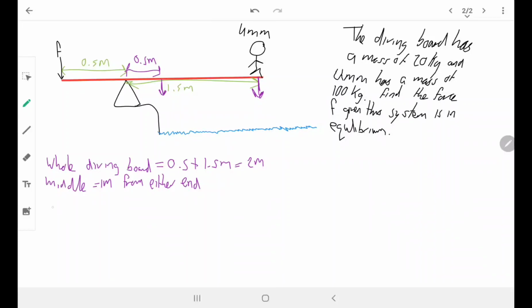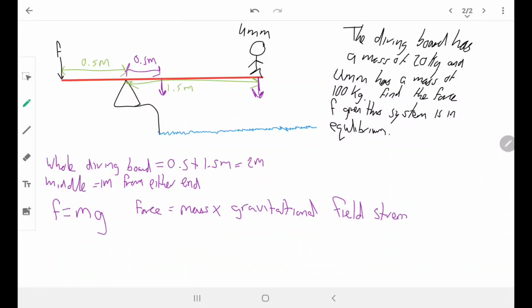Now we're going to use F equals mg. Your force equals your mass times your gravitational field strength. It's always quicker to say that one than it is to write it. Now on Earth, that's 9.8. We'll say 9.8, or we could say 9.81. Let's go 9.81 newtons per kilogram. In reality, you more accurately say 9.8065.